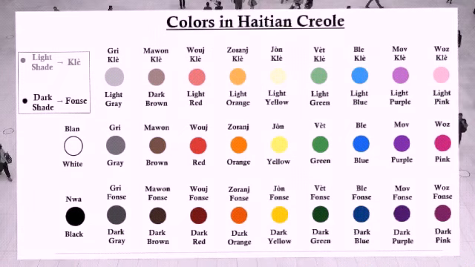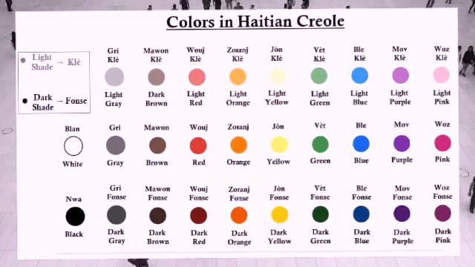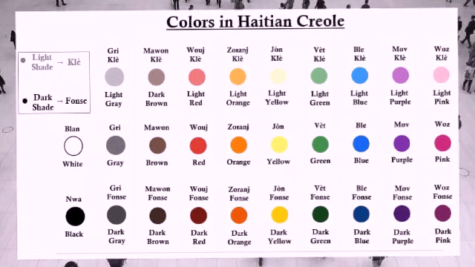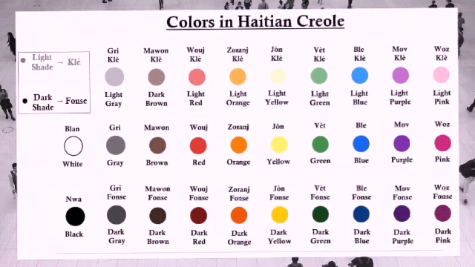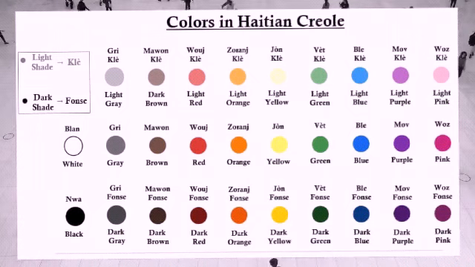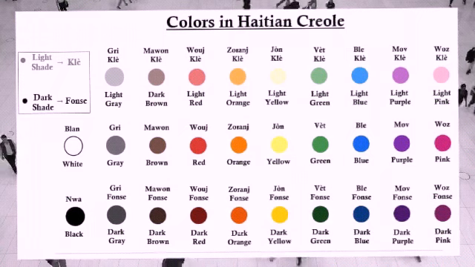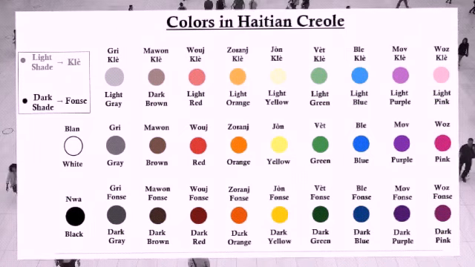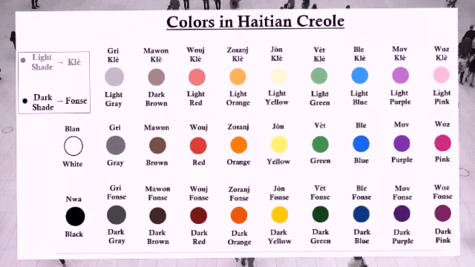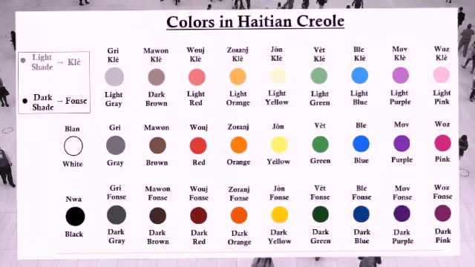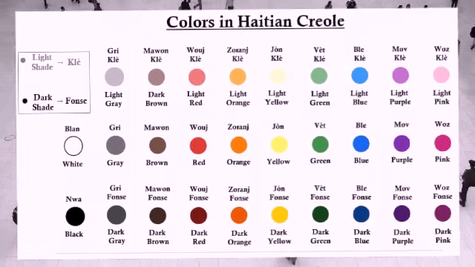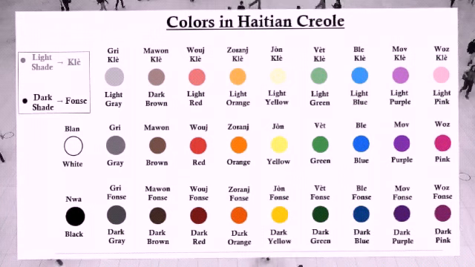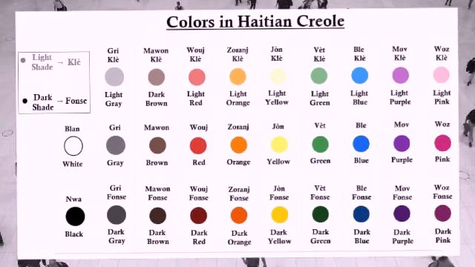The first color is gris clair. Gris clair, it's light gray. Gris clair, light gray. Marron clair, dark brown. Marron clair, dark brown. Rouge clair, light red. Rouge clair, light red.